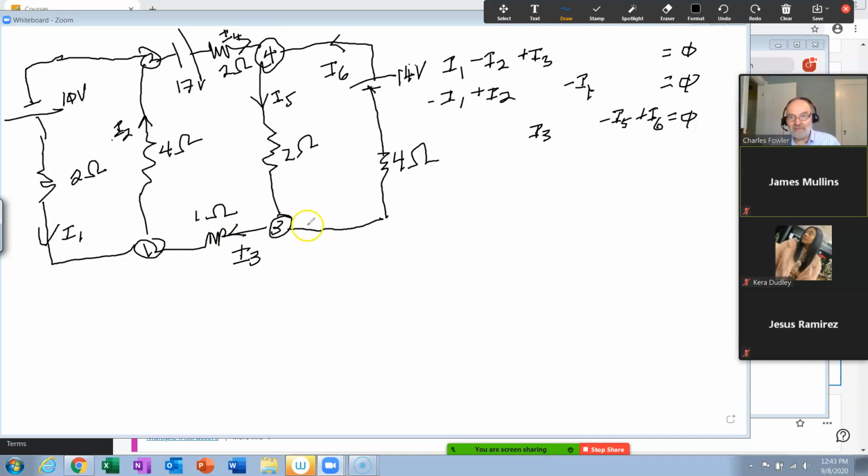Junction 4. Okay, we have an I4 up here coming in, so let's have that positive. I4 minus I5 plus I6, and that has to be 0. Those are our 4 junction laws. I doubt if all 4 of those are linearly independent. We'll worry about that later.